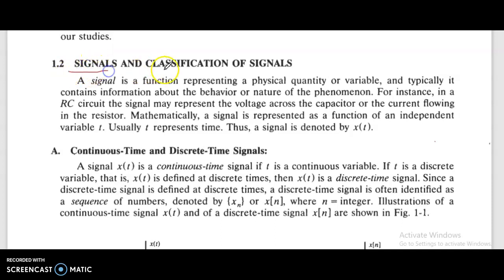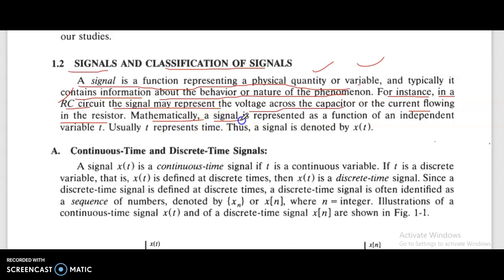Signals and the classification of signals. A signal is a function representing a physical quantity or variable, and typically it contains information about the behavior or nature of the phenomenon. For instance, in an RC circuit, resistance capacitor circuit, the signal may represent the voltage across the capacitor or the current flowing in the resistor.